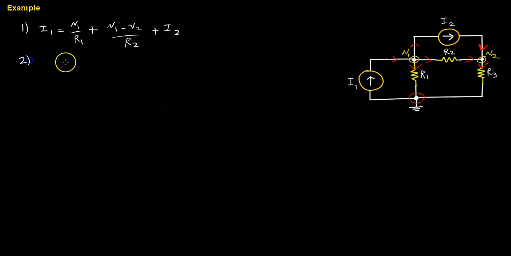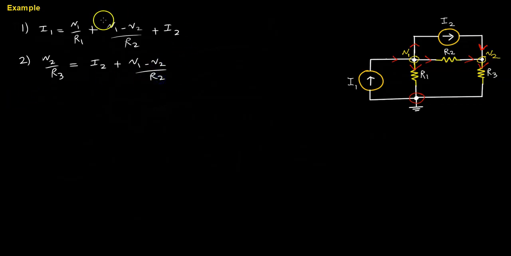Moving on to the second node, we can start with I2. I've predicted that I2 is going to go this way, and the current through R2 is going to flow this way, and they're going to sum up to the third current down there, V2 over R3. So summing those up, this current is going to be equal to the sum of those currents, and so V2 over R3 is going to be equal to I2 plus (V1 minus V2) over R2.